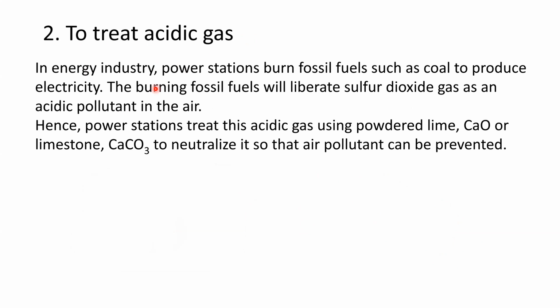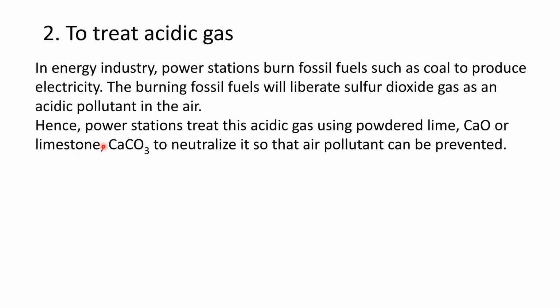The next one is to treat acidic gas. In most industries, like power stations, fossil fuels such as coal are burned to produce electricity. Burning fossil fuels will liberate sulfur dioxide, and these oxides are basically acidic in nature. So they cause pollution in the air due to their acidic nature. Hence, the power stations treat this acidic gas using powdered lime. Lime is called calcium oxide, and another one is limestone.